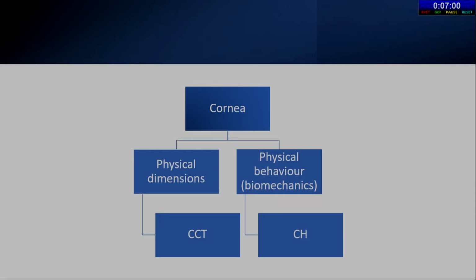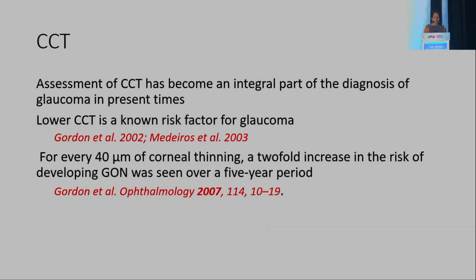If you see the cornea, it has physical properties such as the corneal thickness and the curvature, and the physical behavior or the biomechanical behavior, which is the corneal hysteresis. Assessment of central corneal thickness has now become an integral part of the diagnosis of glaucoma in today's times. And lower CCT is a known risk factor for glaucoma, as we know from the OHTS study. For every 40 micron of corneal thinning, there's a twofold increase in the risk of developing glaucomatous optic neuropathy over a 5-year period.